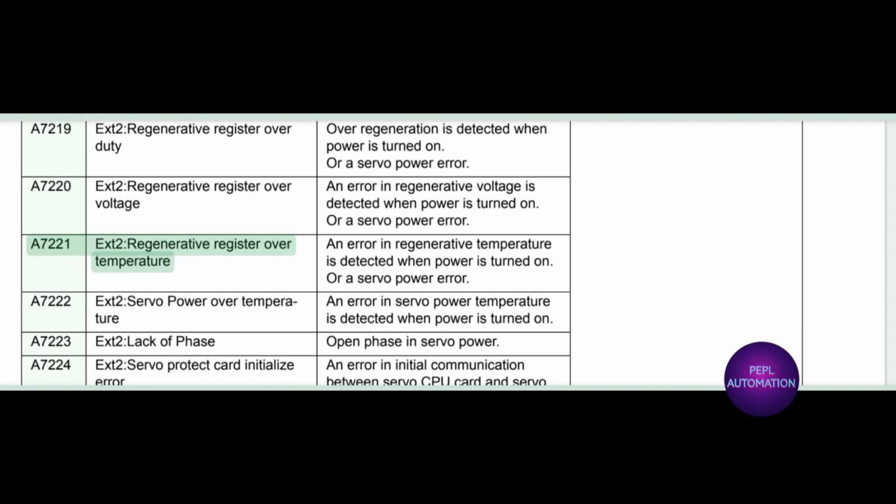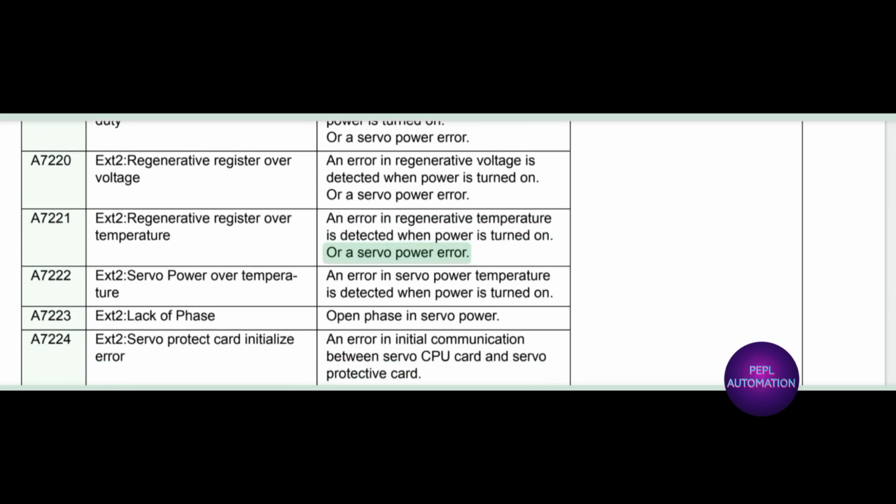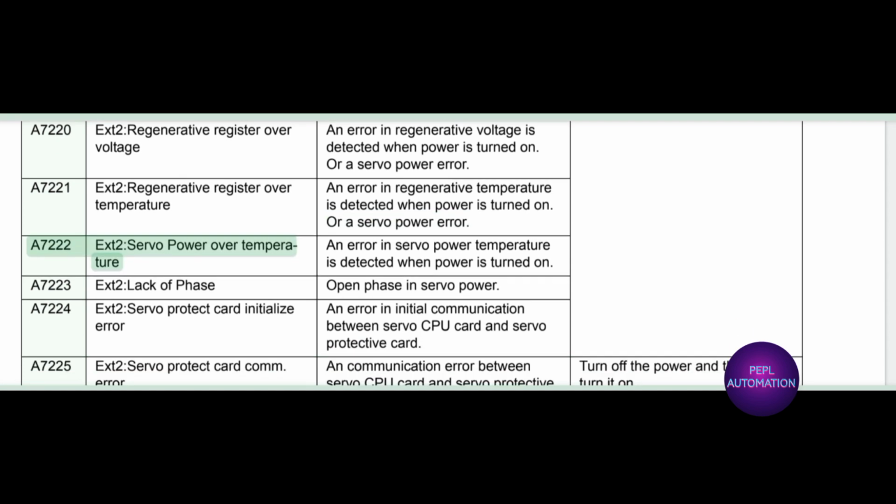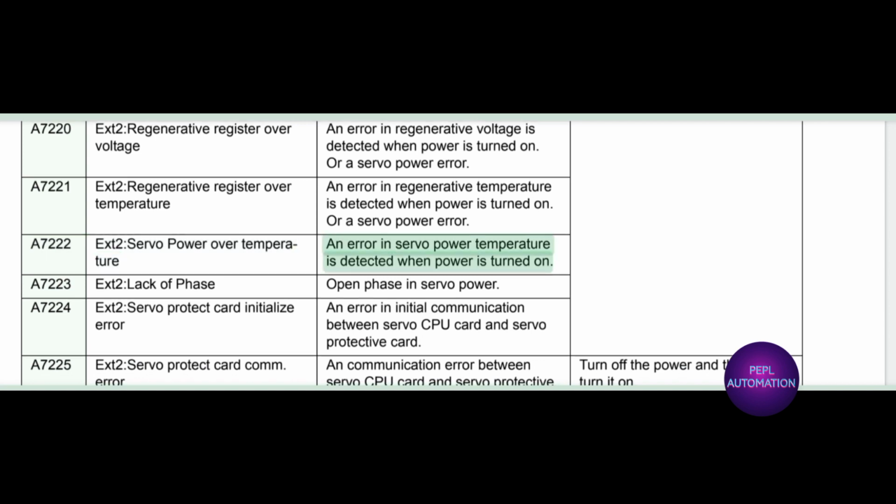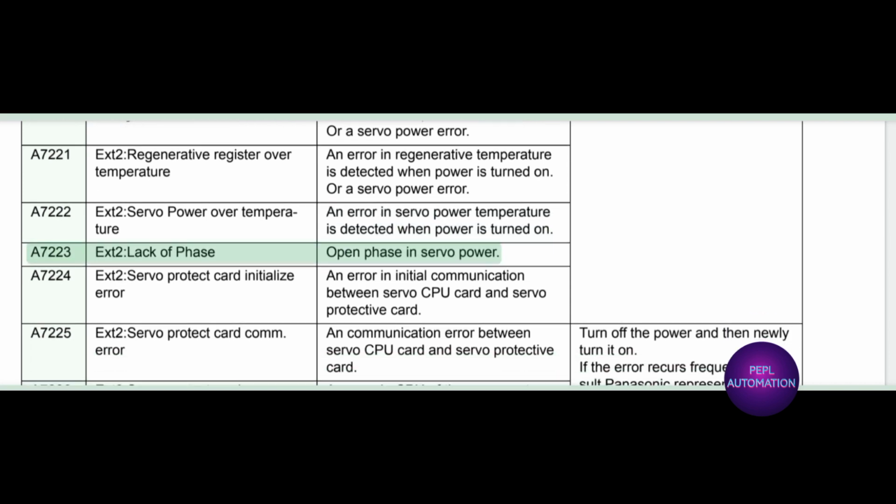A7221X2, regenerative register over temperature. An error in regenerative temperature is detected when power is turned on, or a servo power error. A7222X2, servo power over temperature. An error in servo power temperature is detected when power is turned on. A7223X2, lack of phase, open phase in servo power.